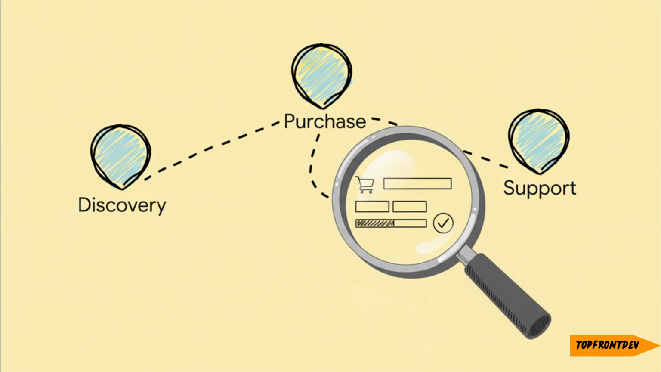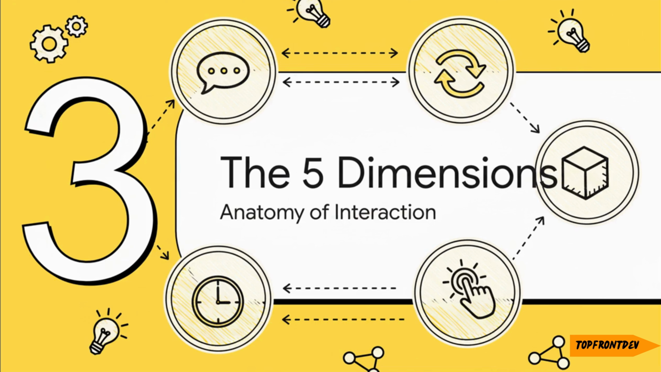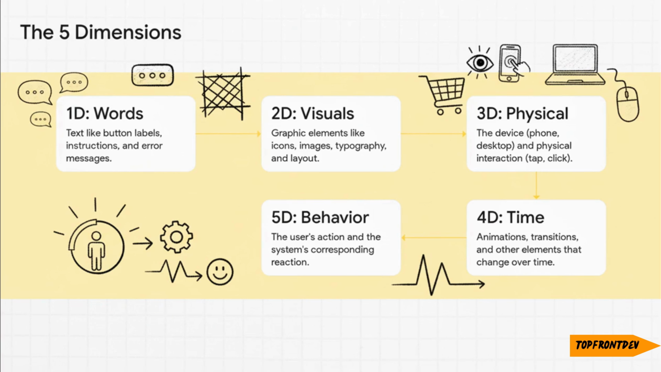Okay, so how do designers actually build these interactions from the ground up? What's their blueprint? Well, they have this really cool framework they use called the 5 dimensions. It's like the anatomy of any interaction. This breaks it down perfectly. Dimension 1 is just words, the labels, the instructions. Easy enough. Dimension 2 is the visuals, the graphics, the icons, the stuff you actually see. Dimension 3 is the physical object, so the phone in your hand or the mouse you're clicking.